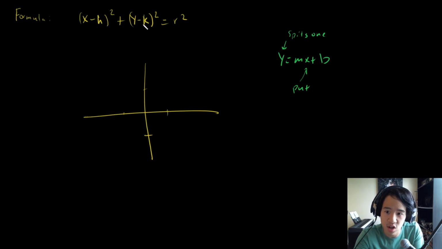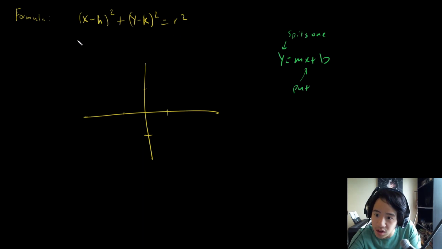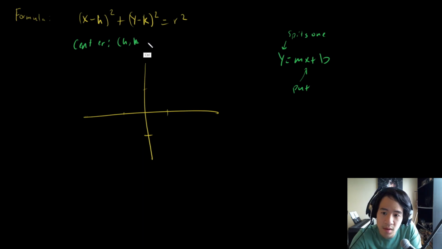So what's h and k? Well, great question. The center of the circle is going to be h comma k. And then the radius of the circle is equal to r.